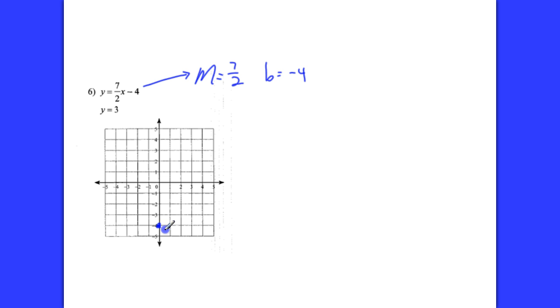So there's my y-intercept, -4. Count up 7 from there: 1, 2, 3, there's 7, and over 2 puts me right there. So let's put a nice straight line on that particular equation, and let's put an arrow on it as well.